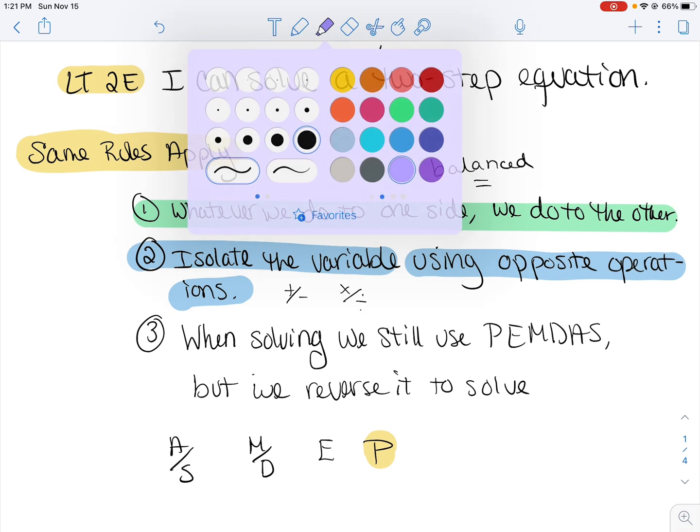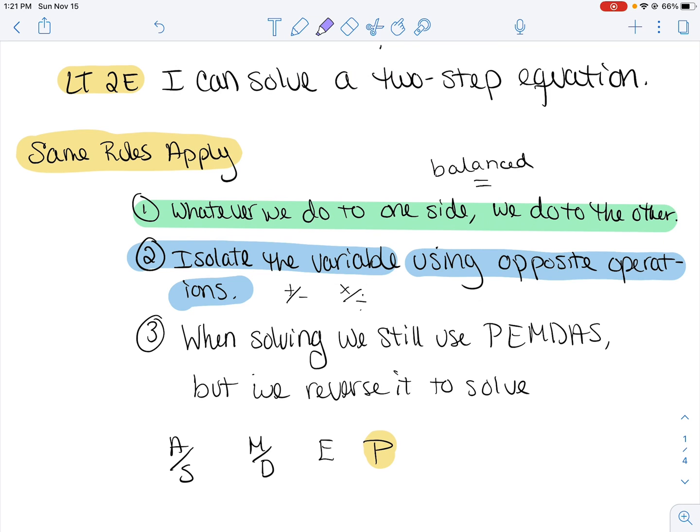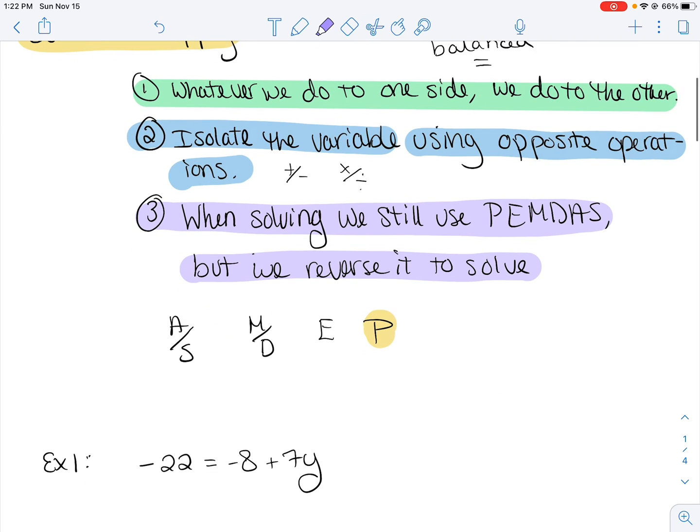And then, third, when solving, we're still going to use PEMDAS, just like when we simplify an expression, but we're going to reverse it to solve, okay? So we're actually doing SADMEP, if you can reverse that. The only difference here is, for most of these problems, we are going to add and subtract things away from the variable first, and then second, we will multiply and divide.